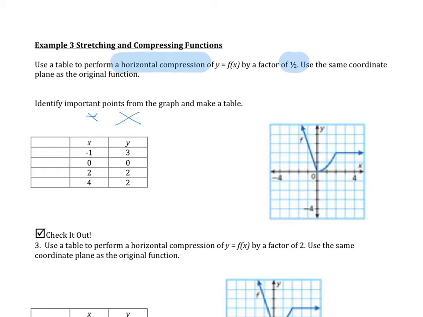It's multiplying times the x. So I'm going to take 1/2 x. So this would be -1/2, 0, 1, and 2. So there are my new points. As you can see, it comes closer to the y.